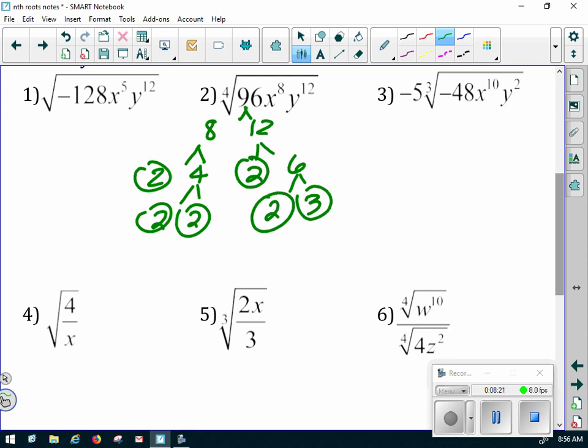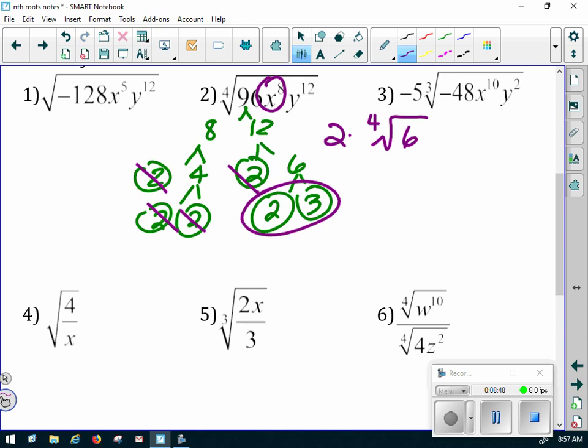What are we looking for? Quads. We're looking for quads. Do we have any quads? What's going to come out of the house? A 2. What has to stay in the house? And the address of the house is 4th root. So that part's 2 times the 4th root of 6.